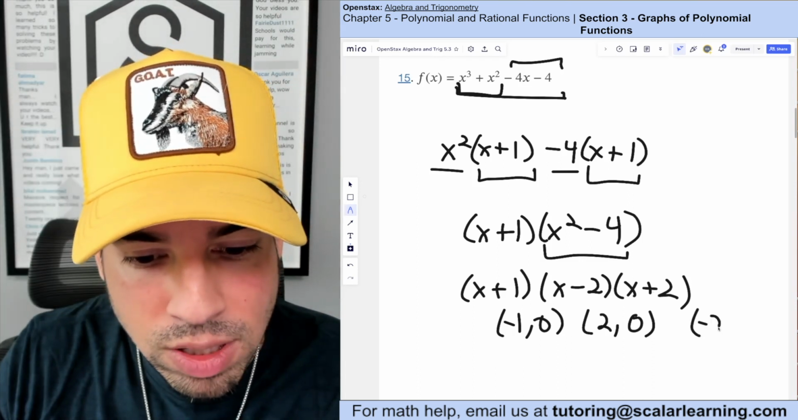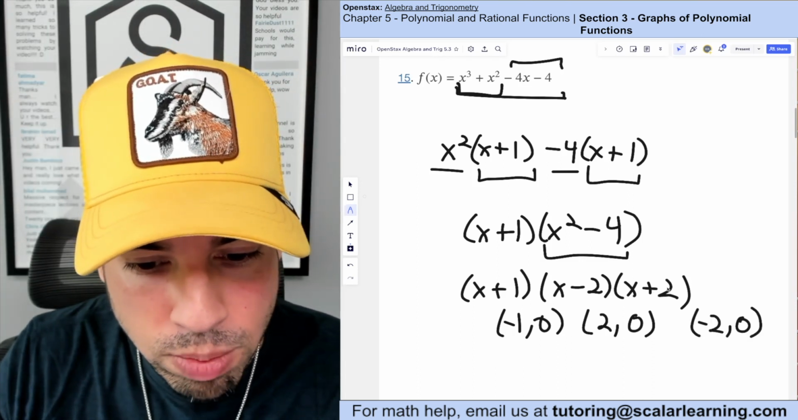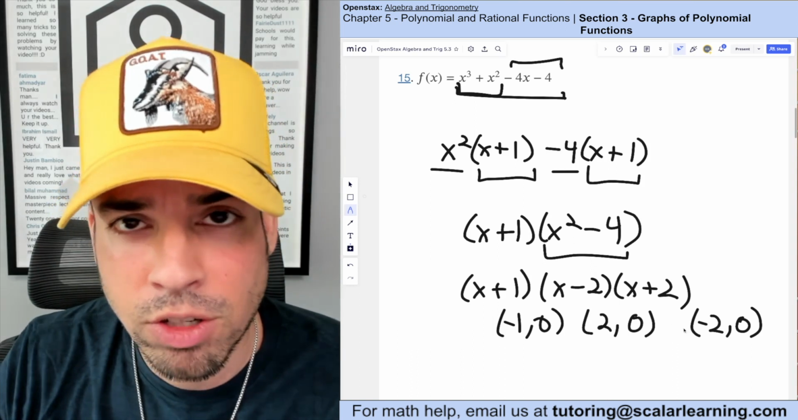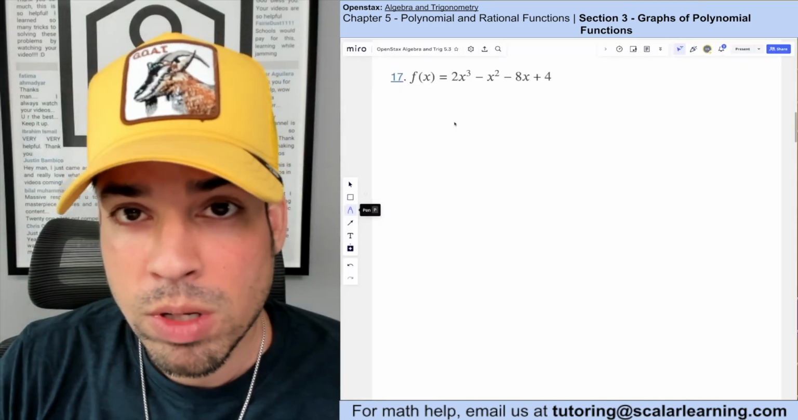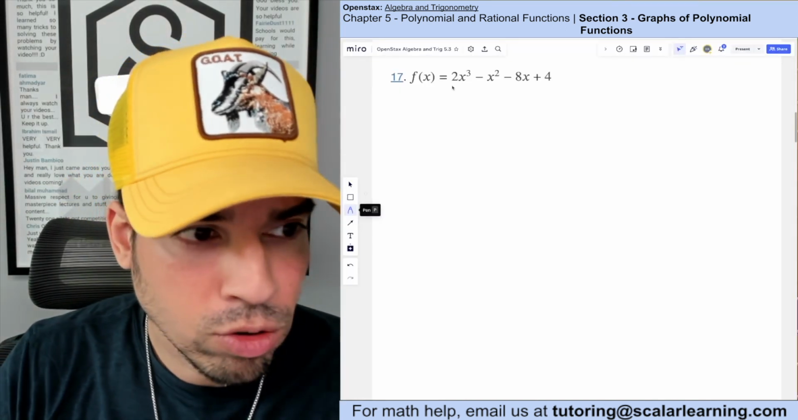When x equals negative 2, negative 2 plus 2 is 0. Those are my 3 x-intercepts. Boom, done. For this one, there is no GCF, so we've got to go straight to factoring.